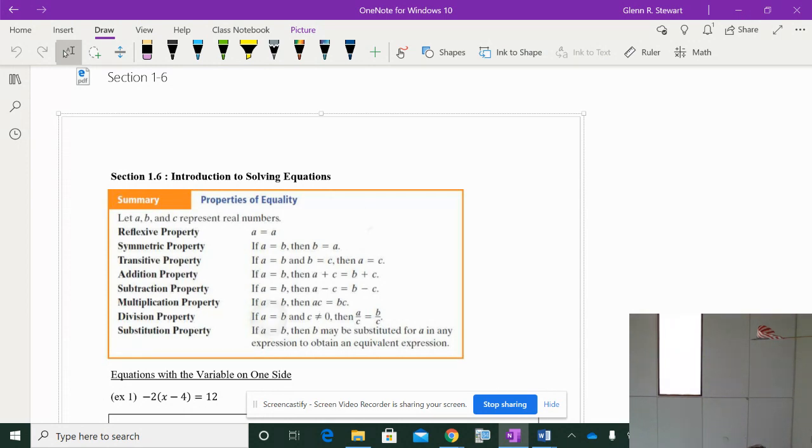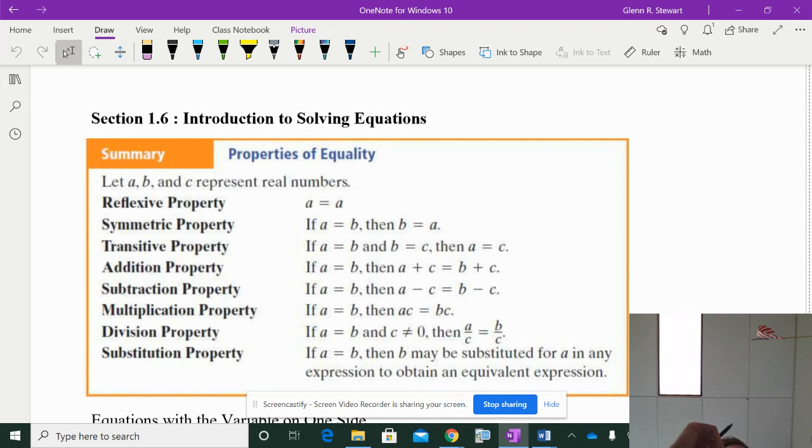First, take a look at some of the properties that we have. We've got reflexive, symmetric, transitive, addition, subtraction, multiplication, division, and substitution. Please make sure that you take note of these different types of properties. And if you have to, you can go ahead and pause this video at any time in order to write anything down.